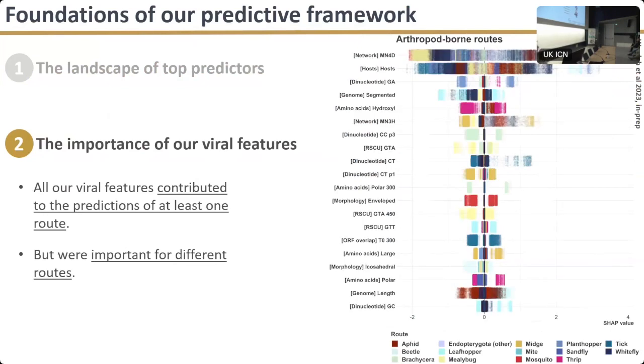Same here, if you look at arthropod-borne routes, you can see that certain biases in amino acids, for instance hydroxyl, is very important for it being tick-borne or not, but it wouldn't affect it being midge-borne or not. So now we start to form a picture about what we can tell from the virus itself about its transmission route.